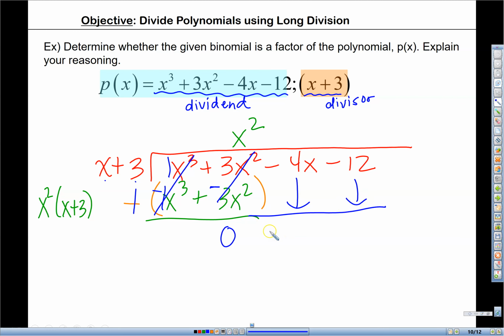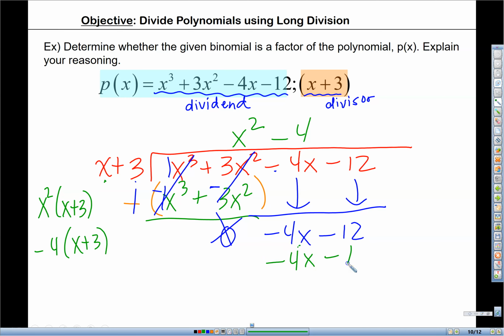It's a little different there, so don't lose that sign, minus for a negative, so we have negative 4x minus 12. We just sort of ignore that part. And then we divide again. What times our x here in our divisor equals exactly this negative 4x? That would be a negative 4. And then we distribute the negative 4 to the x plus 3, and that gives us negative 4x minus 12.